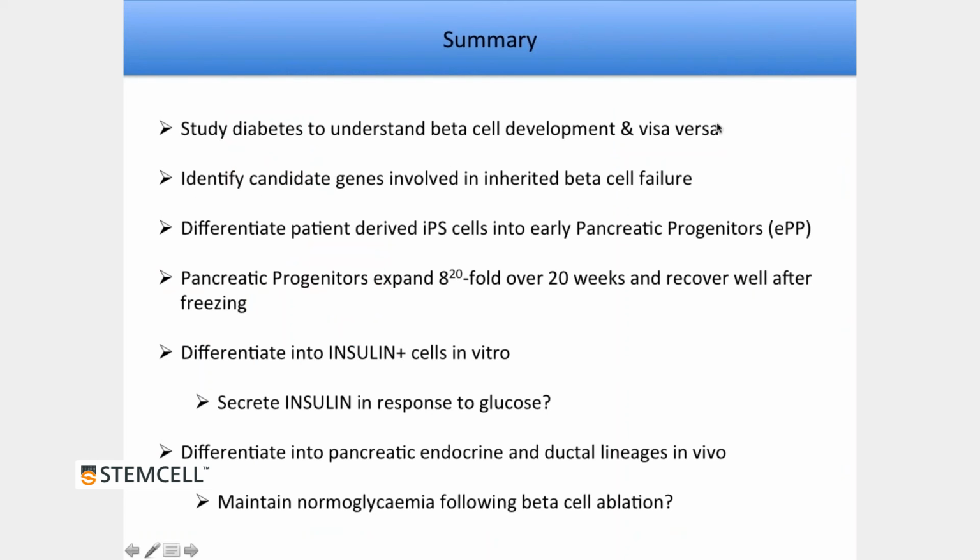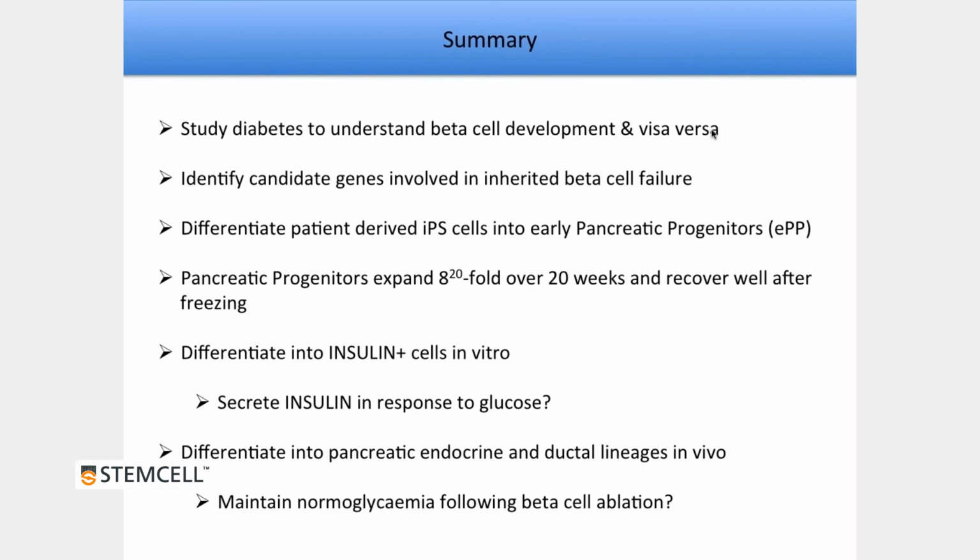So in summary, my project within Ray's lab seeks to study diabetes in order to understand better beta cell development. And of course this goes both ways: the more we know about beta cell development, the more we'll understand about the failure of these cells in diabetes. So more specifically, my objective is to identify candidate genes involved in inherited beta cell failure and try and find out what's going wrong with these cells in the diabetic families.